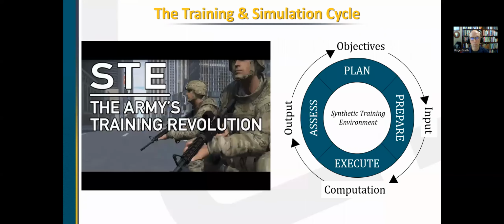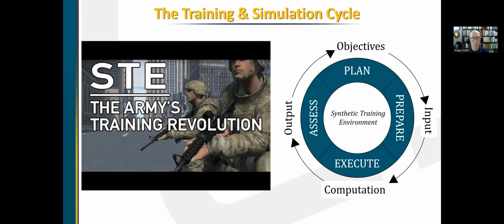So I want to use the current Army synthetic training environment, which is the largest ongoing simulation project, amounting to multiple hundreds of millions of dollars that's underway right now, as an example for how to apply this. In that project, they envision that the training process has 4 phases. There's the planning phase, the preparation phase, the execution phase, and the assessment phase.